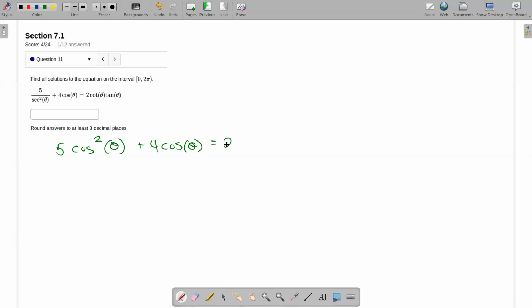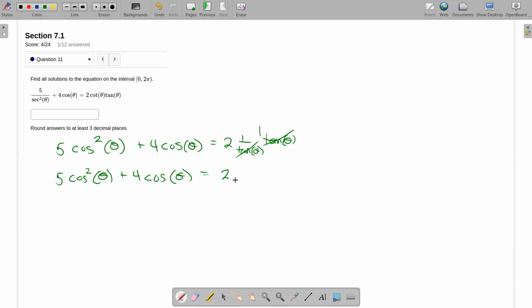On the other side, I have 2, and cotangent and tangent are reciprocals of each other. So the cotangent is 1 over the tangent times the tangent. They cancel each other out. 1 times 2 is 2. So now I have 5 cosine squared of theta plus 4 cosine of theta equals 2.